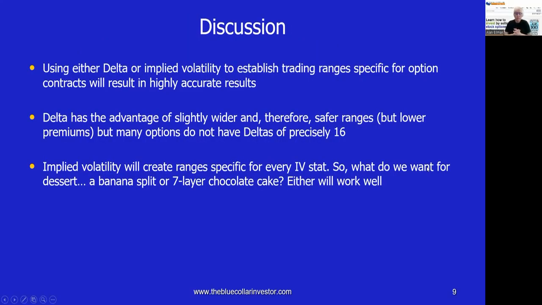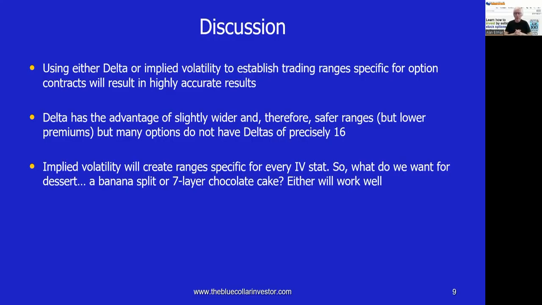Let's summarize. Using either delta or implied volatility to establish trading ranges specific for options contracts will result in highly accurate results. Now, delta has the advantage of slightly wider and therefore safer ranges, but the premiums might be a little bit lower. And also, not all options will have deltas precisely at 16. So there's always a little give and take here. But the takeaway is that both will work quite well over the long haul.